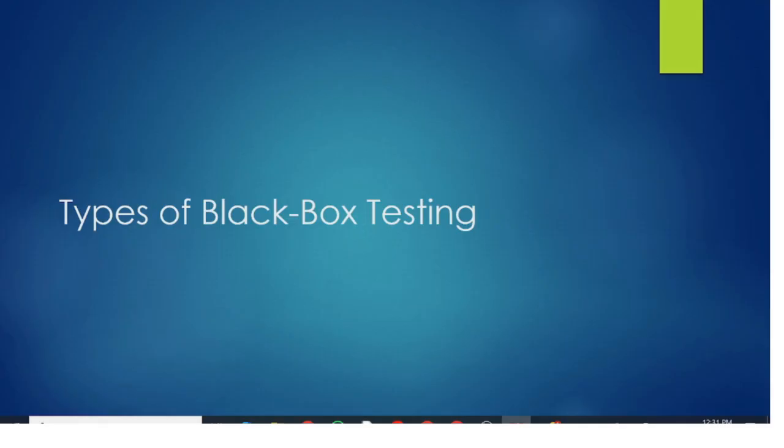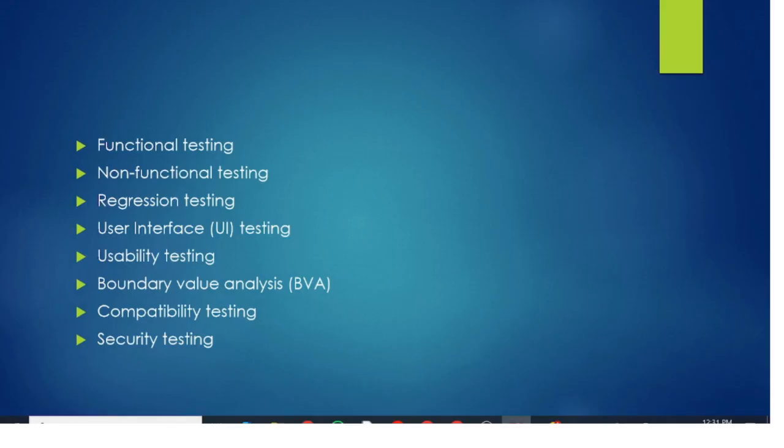So, what are the types of black box testing? Functional testing, non-functional testing, regression testing, user interface testing, usability testing, boundary value analysis, compatibility testing, security testing. Functional testing tests the functionality of the system, whether it is working according to the user requirements or not.